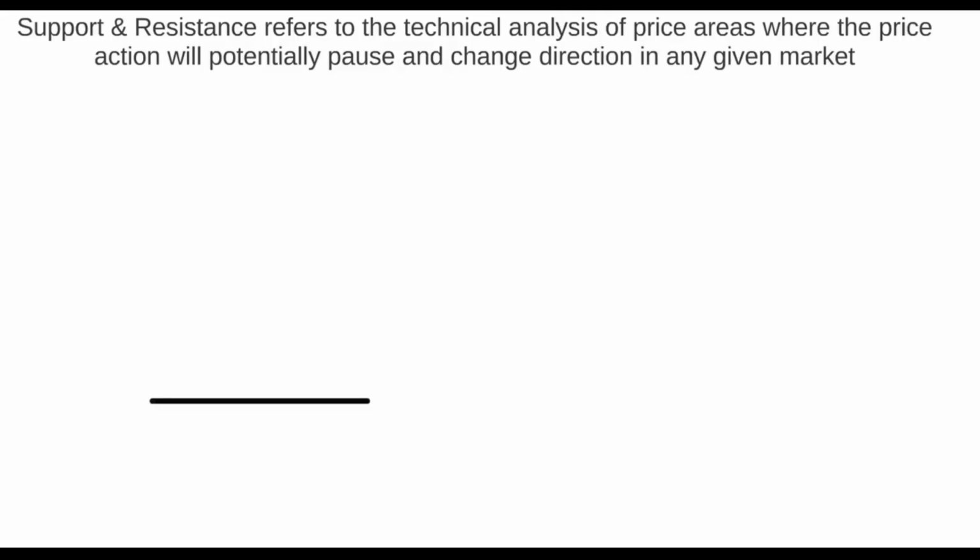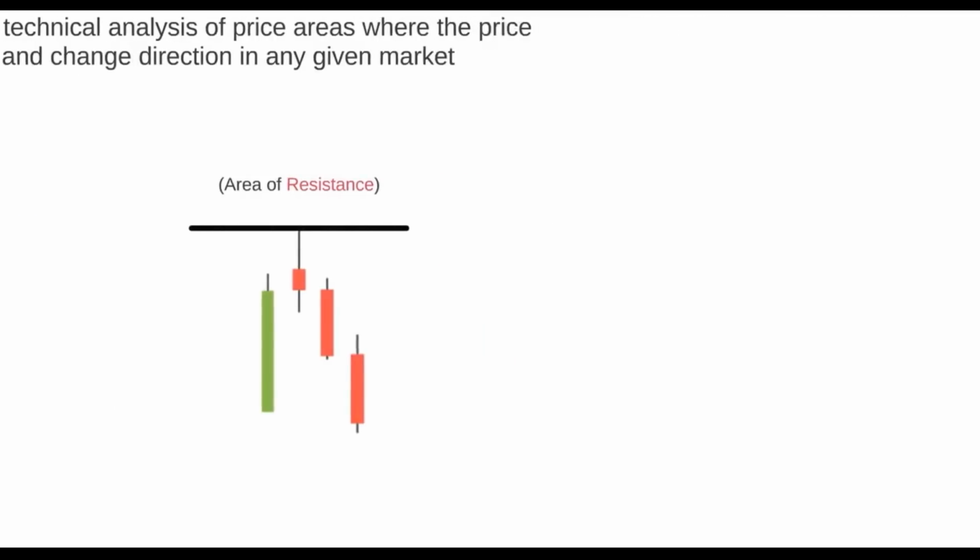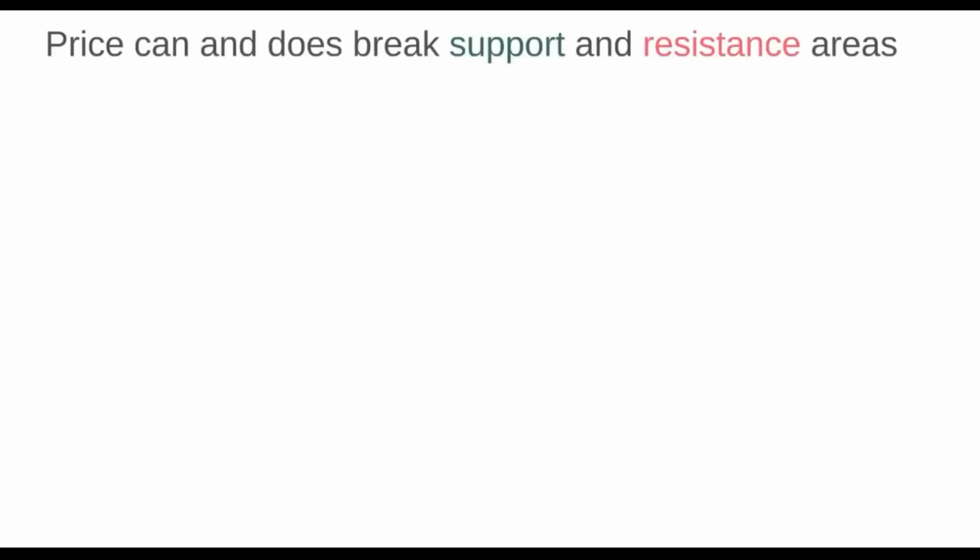If there is a price area below the current price action that has the potential to stop the price falling further and change its direction, we call this support. If there is a price area above the current price action that has the potential to stop the price rising further and change its direction, we call this resistance. Price can and does break through these price areas all the time.